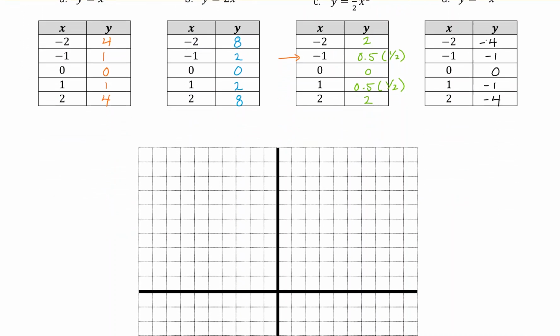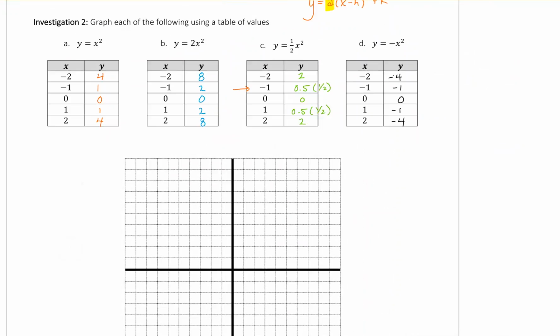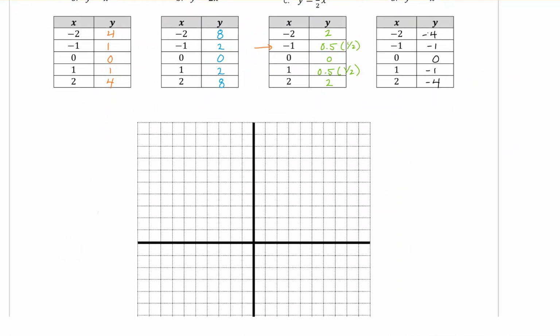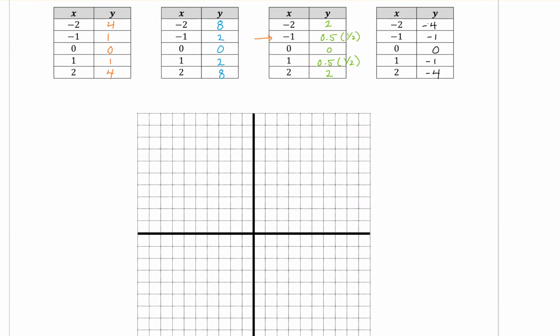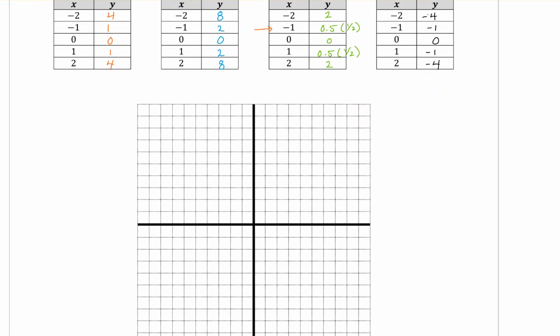Now, let's graph all of these on our grid to see if we can see some sort of transformation. Okay, so the first one is simply our base graph that we've been graphing for a few examples now. And there's the base graph. Again, I'm using a scale of 1. If you want to use a different scale, that's fine. Okay, I graph the base graph.